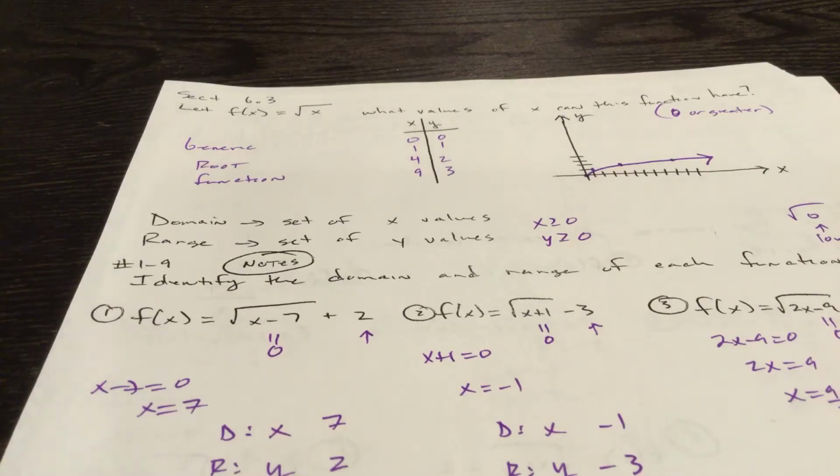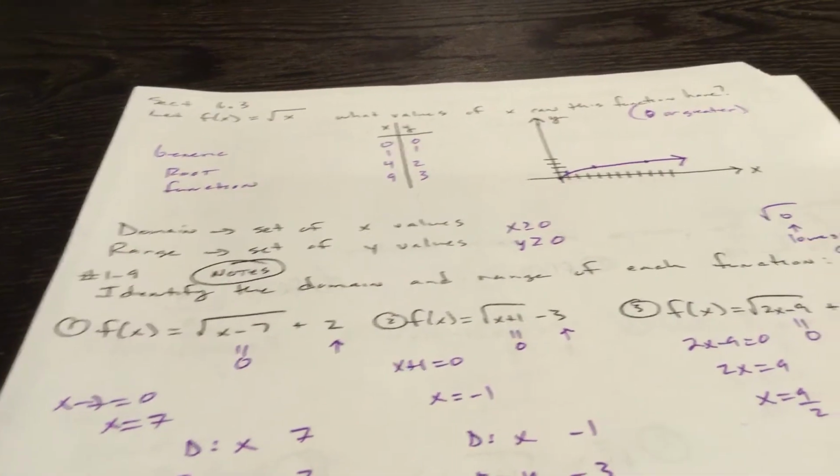Welcome to your second video for the 6164 game plan here. We are on page 11, section 6.3, folks. We have the generic function f of x is equal to the square root of x. Again, this is going to serve as a video for those that have missed class. I do plan on going over this in class together.